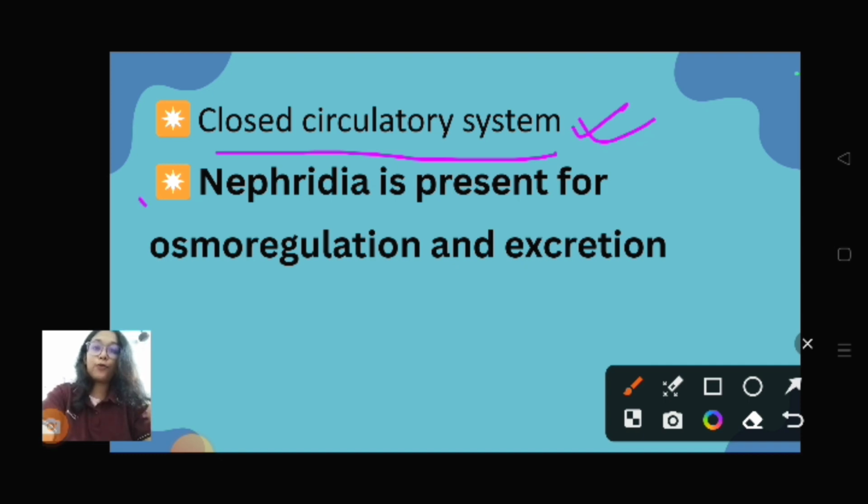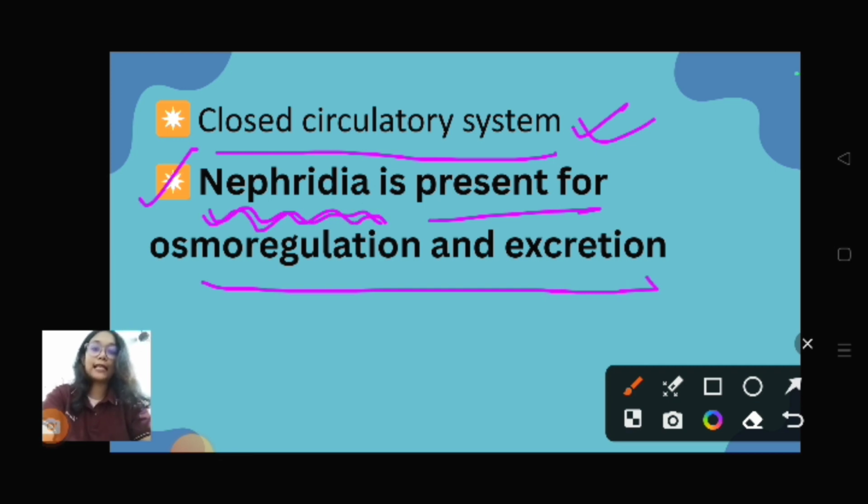And the next one is saying nephridia is present for osmoregulation and excretion. Okay, this nephridia will act as an excretory organ. Osmoregulation is to regulate the osmotic pressure, to regulate the salt and water concentration inside that organism. Is it clear? Just remember, in case of the phylum Platyhelminthes, there were flame cells for osmoregulation and excretion.